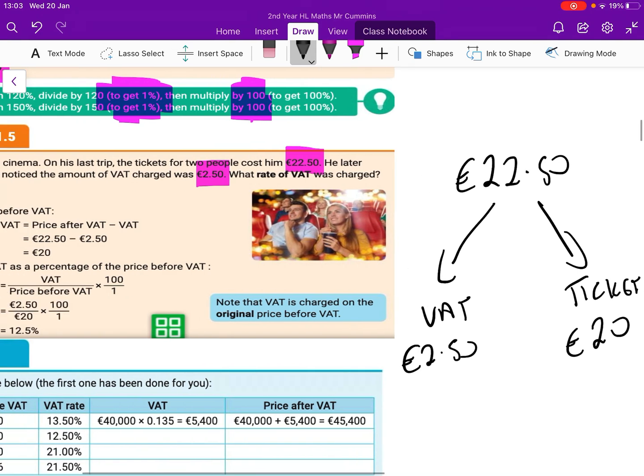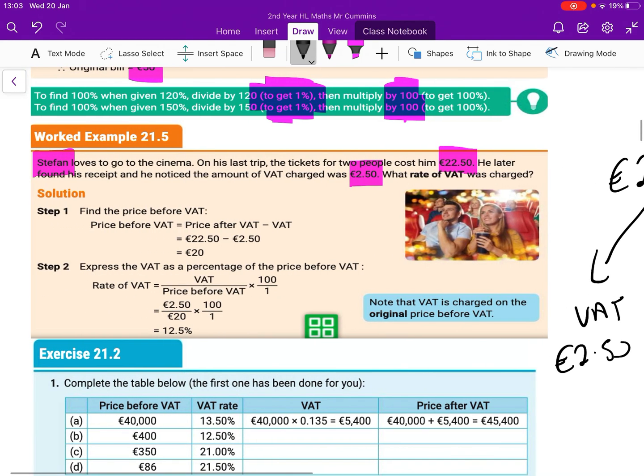I haven't even read the question yet, but we'll have a look and see where they went. So there, they did the same as us. They worked out the $22.50 minus $2.50. So the cinema gets €20. And you're wondering then, what rate of VAT was charged? What percentage was charged? Let's do the other way they can ask the question.